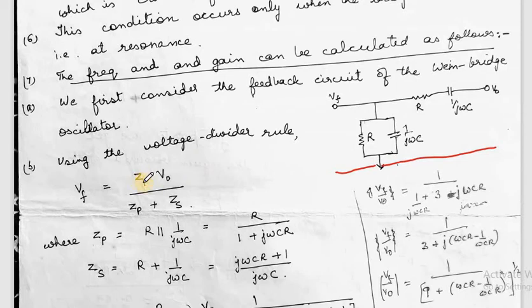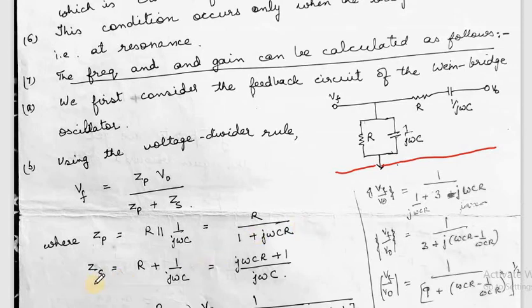Now what is Zp? Zp is the parallel combination of R and 1 upon j omega C. How can we calculate the parallel combination? We can write it this way: R upon 1 plus j omega CR. I have written this by taking the LCM.